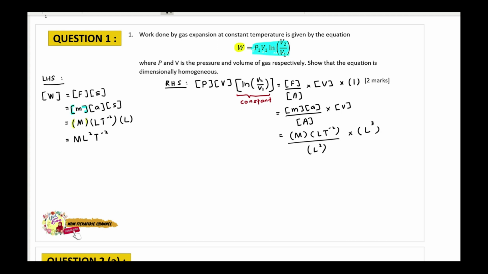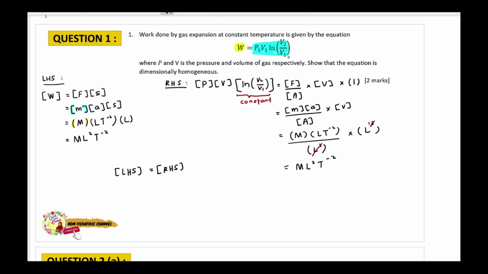Boleh? And then, apa yang kita boleh cancel out? Kita cancel out. For example, here we have L squared. Okay, we can cancel L squared and we can cancel this one, and it is equal to 1. Okay, and ada lagi tak? Tak ada kan? So finally, dimension of the right hand side is equal to ML squared T negative 2. Sekarang kita nampak kan? Dimension of the left hand side is equal to dimension of the right hand side.